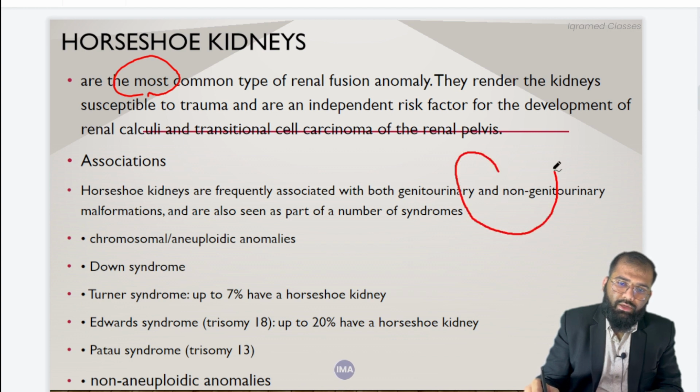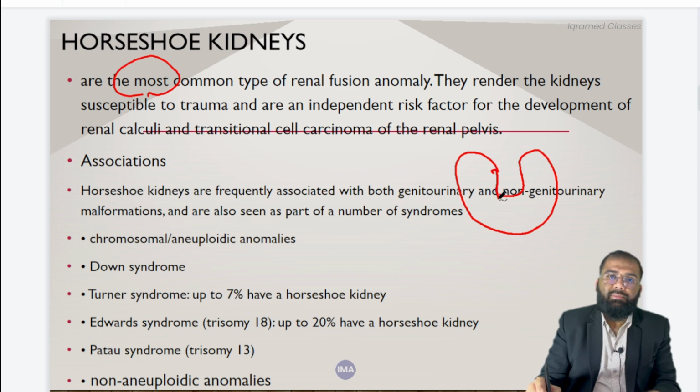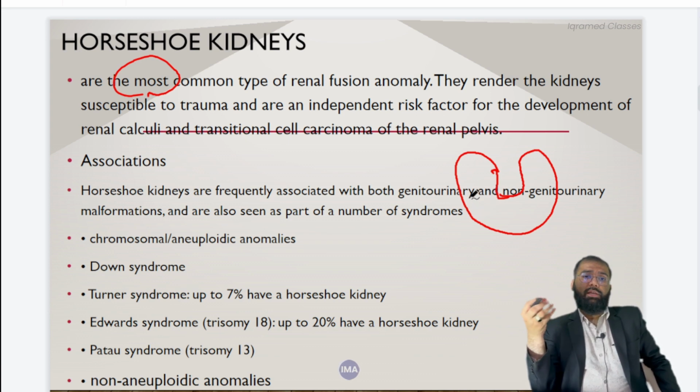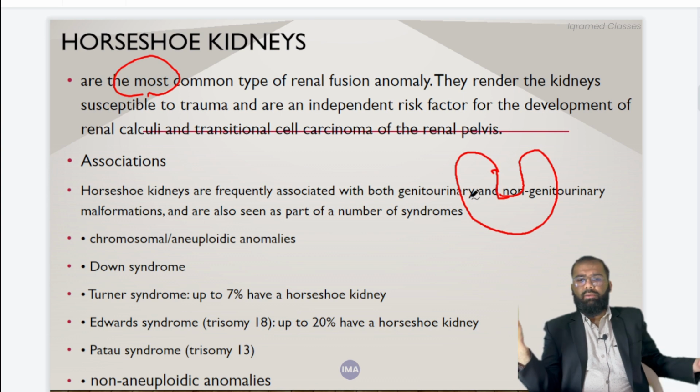So horseshoe kidney appears as the one with an isthmus. There are various complications which can be associated with horseshoe kidney, like hydronephrosis. Sometimes there may be stone formation, or sometimes it can be just an incidental finding. It might sometimes increase the chances of infection.